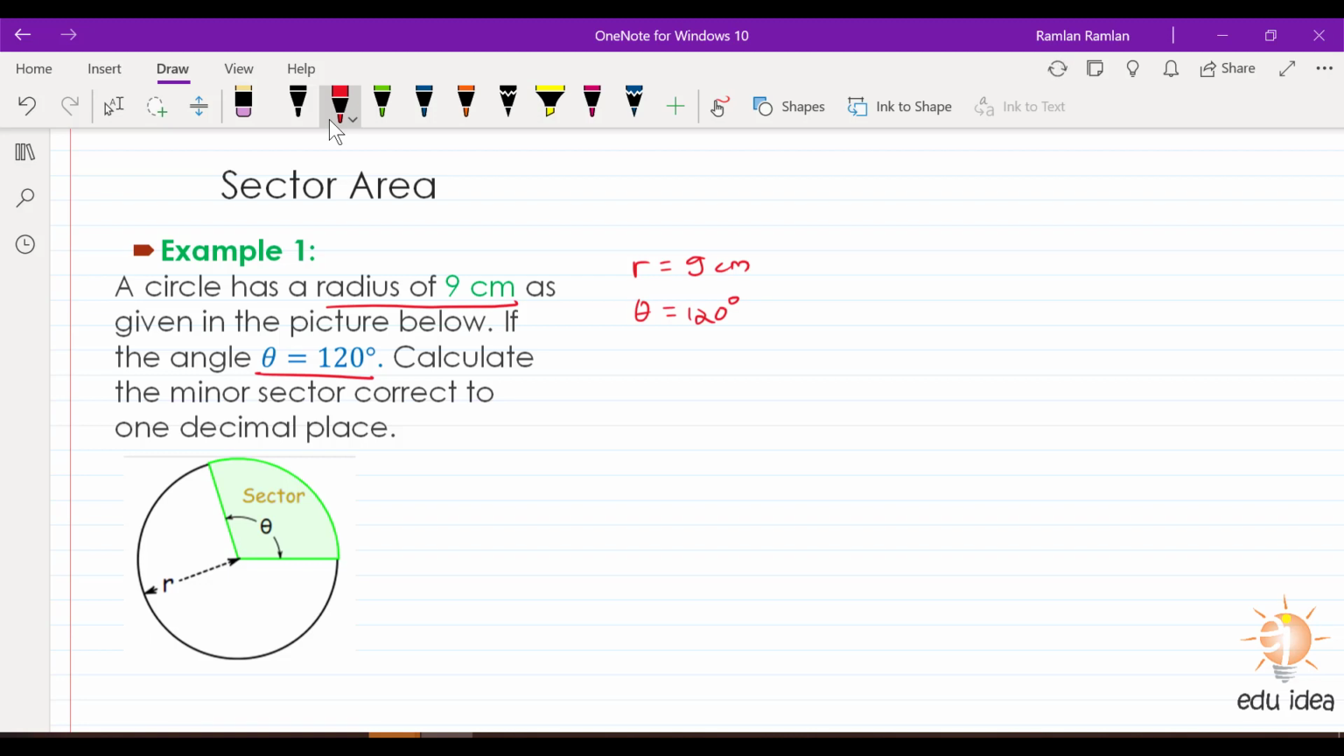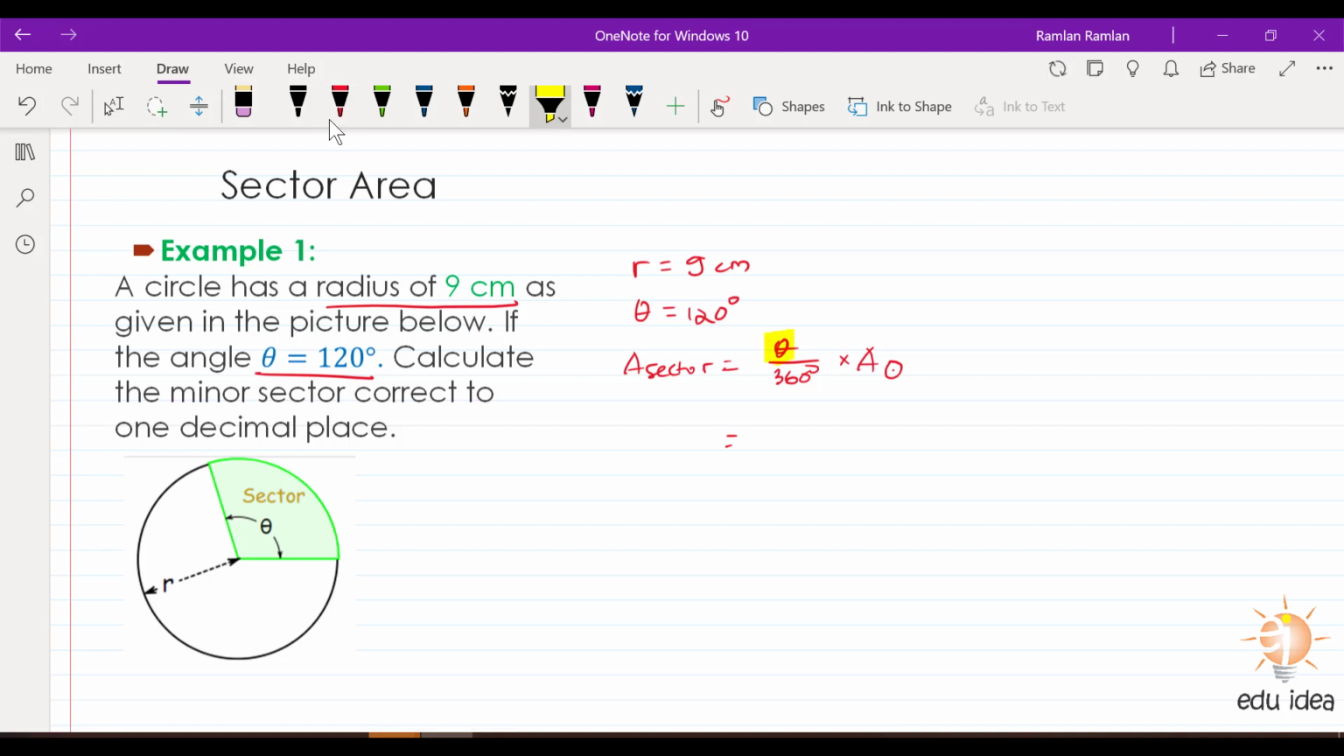Now the question is to calculate the minor sector. So the area of the sector is going to be equal to, write down the formula, theta over 360 degrees, right? Remember that this is in degrees, and this is also in degrees, because we're going to find the ratio of those two angles, and then multiply that with the area of the circle itself. The area of a circle is pi r squared. Now just plug in everything that you know.